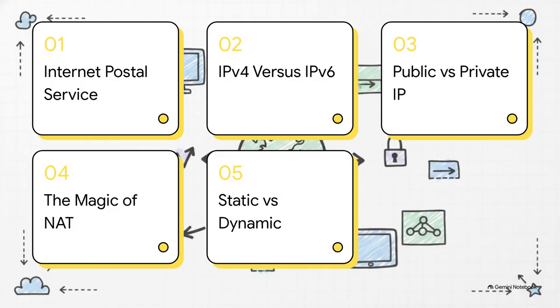We've got a quick roadmap to guide us today. We'll cover the Internet's postal service, the big shift from IPv4 to IPv6, public versus private addresses, the absolute magic of NAT, and finally, wrap up with static versus dynamic IPs. Let's just jump right in.